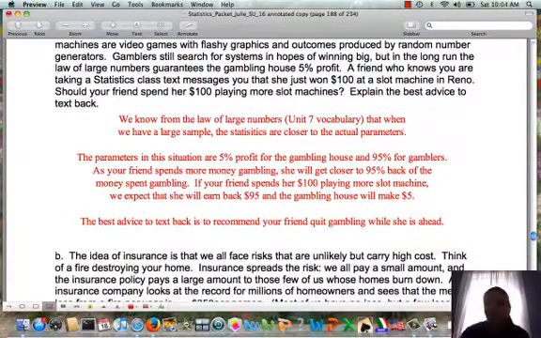So we know from the law of large numbers in the Unit 7 vocabulary that when we have a large sample, the statistics are closer to the actual parameters. The parameters in this situation are 5% profit for the gambling house and 95% return on the money spent for gamblers. As your friend spends more money gambling, she will get closer to 95% back of the money she spent gambling. If your friend spends her $100 playing more slot machines, we expect that she will earn back $95 and the gambling house will make $5.